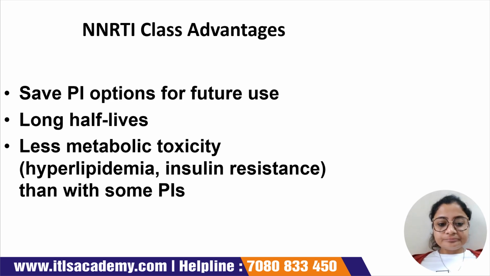Two options we have. Okay, now there are several advantages of the NNRTI class, means the non-nucleoside class. What are the advantages? Number one will be to save the PI options for future use. PI means protease inhibitors, which are required to cleave the viral protein, isn't it? The viral protein will be formed at a later stage, when replication, transcription, translation, everything has already happened. After that the viral proteins will be there to be cleaved, isn't it? So we need to think of something before that. So basically these NNRTIs will be saving the PI options for future use. Means if they fail, then we can go for the PIs and the IIs and the FIs.